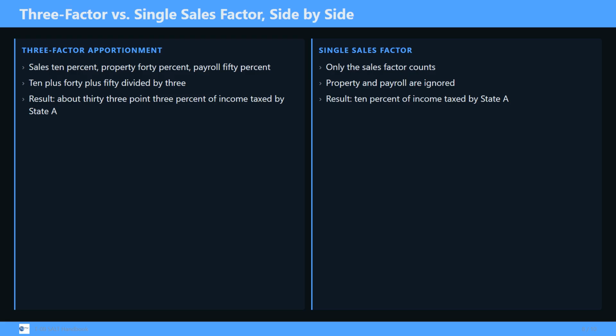Consider a company with 10% of its sales, 40% of its property, and 50% of its payroll located in State A under the traditional three-factor formula. State A would tax about 33.3% of that company's income, since sales, payroll, and property are averaged together. Under single sales factor, State A only gets to tax 10% of the income, because payroll and property no longer count at all.